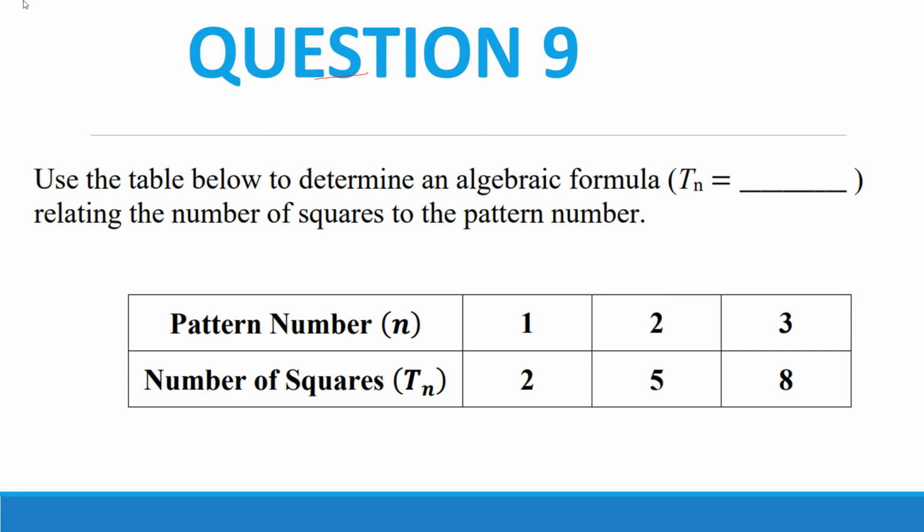Okay, let's try with 3n. 3 times 1 is 3, but I can say minus 1. I'm using 3n minus 1. 3 times 1 is 3, minus 1 is 2. Yes, it is working for this. And then 3 times 2 minus 1. 3 times 2 is 6, minus 1 is 5. Wow, it's working for this one also. 3 times 3 minus 1, 9 minus 1 is 8. Yes, that's my answer. So I can write 3 times n minus 1.